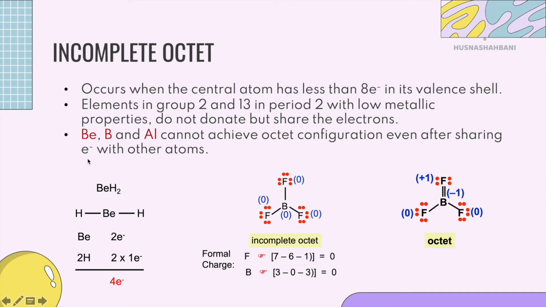The examples of central atoms for incomplete octet are Be, B, and Al. If these 3 become the central atom of a compound, it won't achieve octet configuration even after sharing electrons with other atoms, and don't make multiple bonds for Be, B, and Al because they are stable even though they are incomplete.